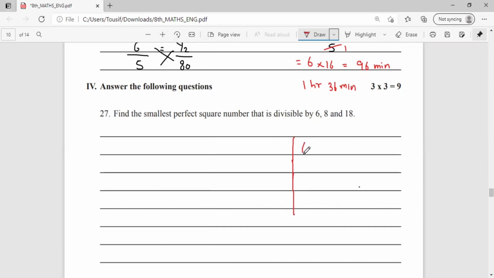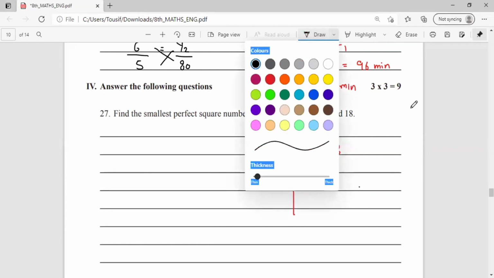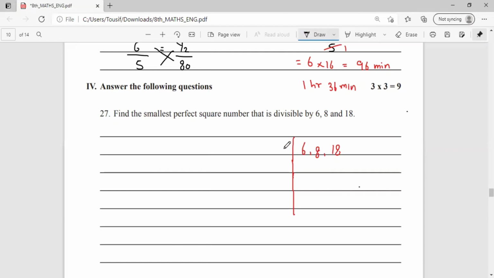That is 6, 8, 18. So I hope you may be knowing how to take out an LCM. So 6, 8, 18 goes in factor 2. That is 2. 2 3s are 6, 2 4s are 8, and 2 9s are 18.